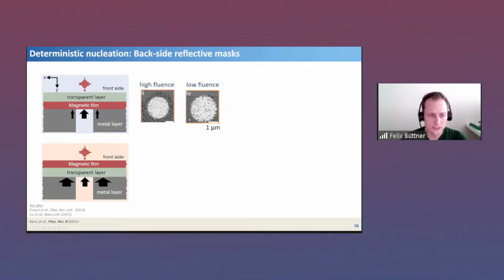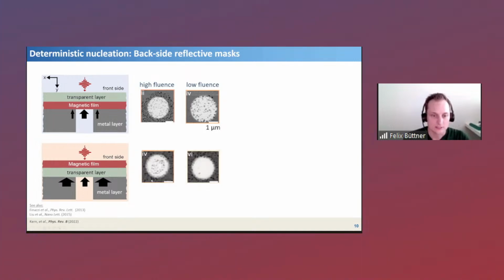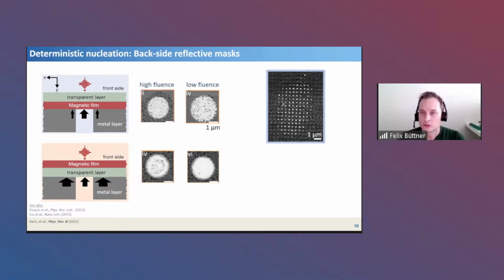You can actually do it the opposite way around. You can put the magnetic film, then a transparent layer, and then a metallic film. Now the interface between the transparent layer and the metal layer acts as a mirror, whereas the interface between the transparent layer and air produces fewer reflections. So in that case, you have the exact opposite. At high fluences, you can produce skyrmions everywhere. At low fluences, you produce skyrmions only on the outside of the material. You can use that phenomenon to nucleate skyrmions in a variety of patterns.